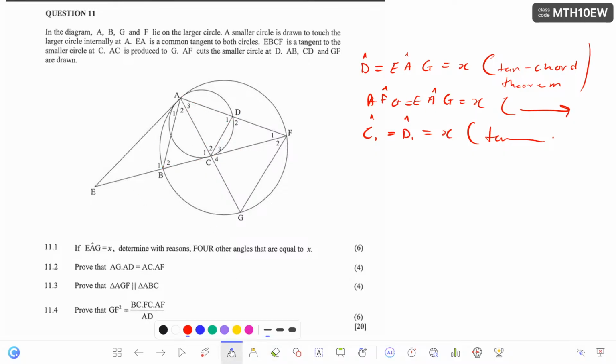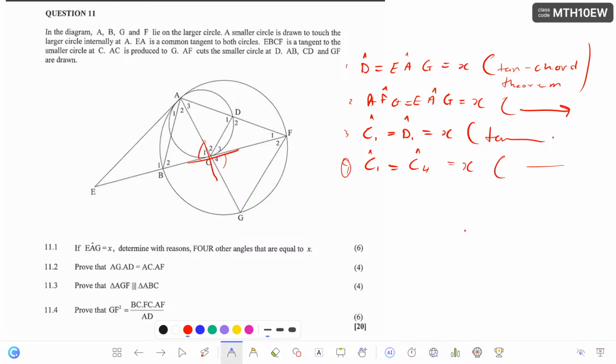Okay, let's check something. So we have C1 is equal to C4. Reason: you can see that this one and this one are vertically opposite. So C1 is equal to C4, which is equal to x. Reason: vertically opposite angles are equal. So we have 1, 2, 3, 4.